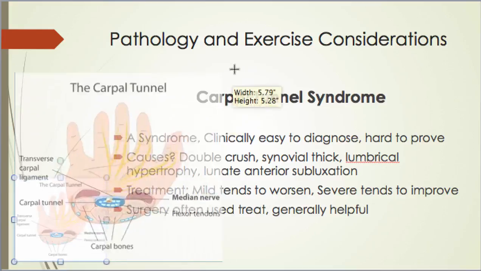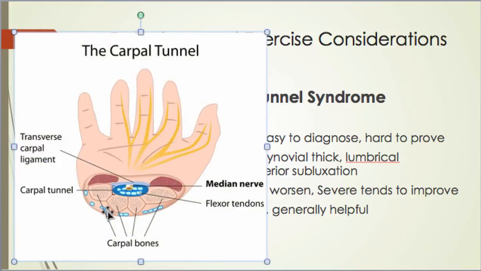So here's our picture. Here's our carpal little bridge or tunnel here. You can see the tendons. Many of them go through there, 8 or 9, I think. And the median nerve sits right on top of that.